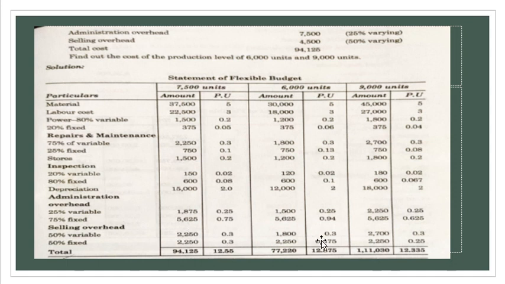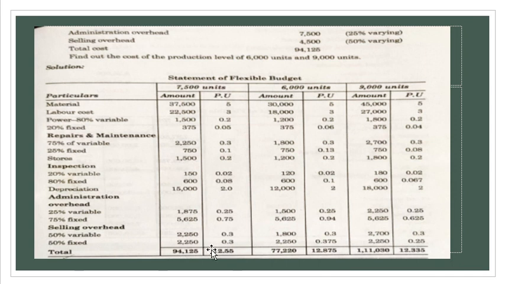So 0.3 will be the per unit for 6,000 units. 6,000 into 0.3 will give us 1,800. 0.3 into 9,000 will give us 2,700. Now fixed is how much? 2,250, which will remain the same for all the units. So for 6,000 also it is 2,250, for 9,000 also 2,250, because those expenses are fixed.